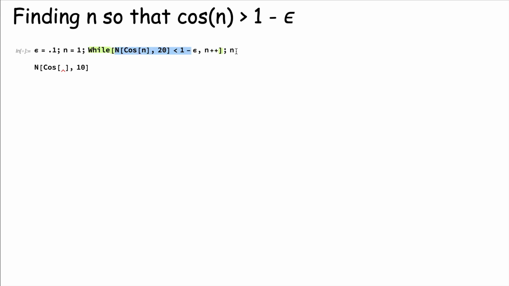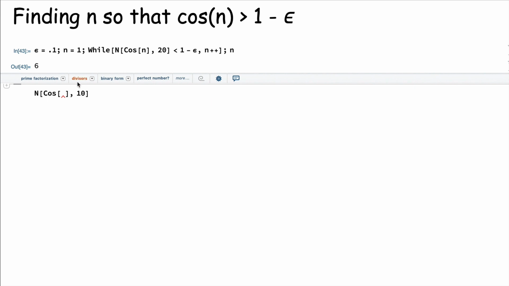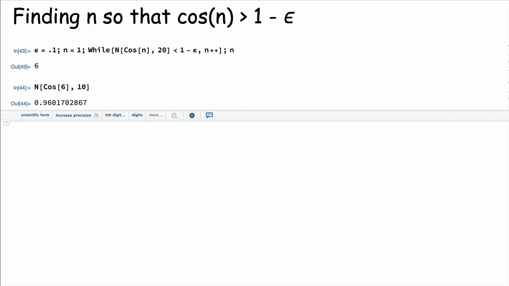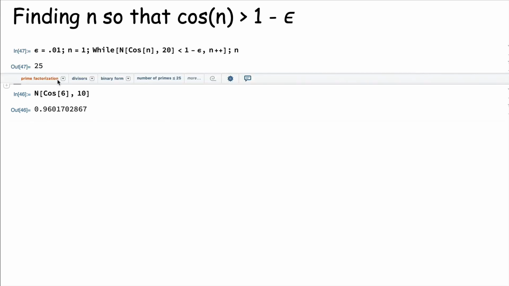When that happens, you are at the value of n where in fact cosine of n is greater than 1 minus epsilon for that given epsilon. In this case, n equals 6 will do it. And indeed, we can confirm that cosine of 6 is about 0.96. That is within 0.1 units of 1. Next, let's try decreasing epsilon to 0.01 and see what happens. We get n equal to 25.